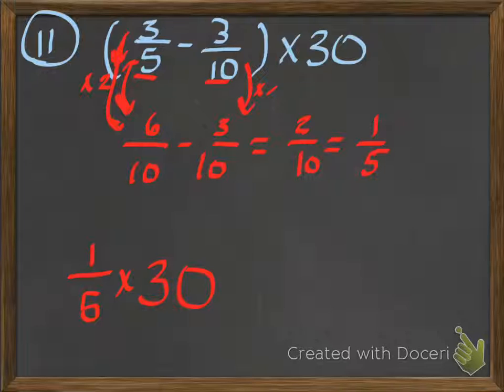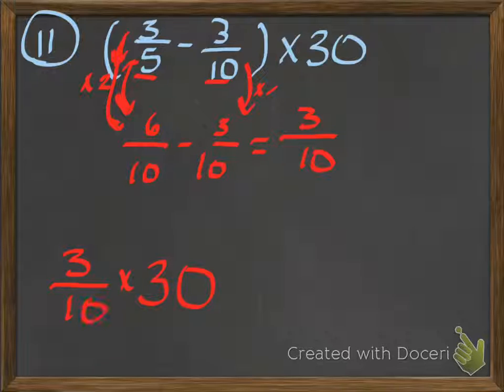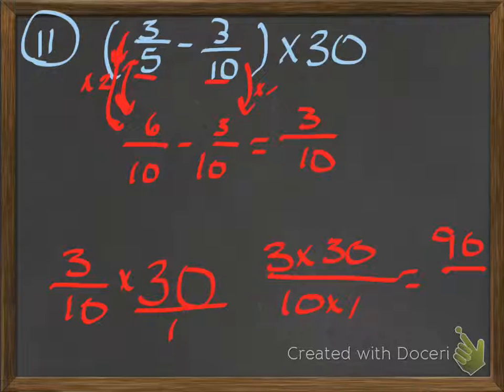6/10 minus 3/10. Oops, sorry, I made some mistakes here. Let's see. 6/10 minus 3/10 will be 3/10. See, even teachers make mistakes. And now I have 3/10 times 30. So I'm going to take that 3 and put over 1. 3 times 30 over 10 times 1, and that's going to equal 90 over 10. And 90 divided by 10 is 9. So that'll be my final answer.